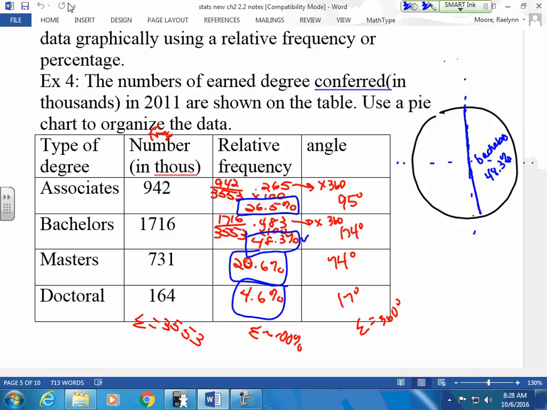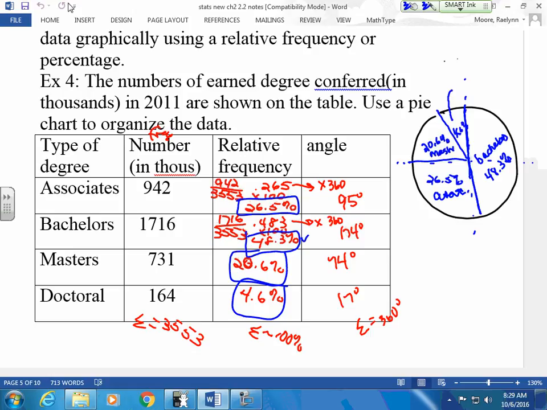Now, if I added these two up, and just roughly rounded it, 27 and 48 give me what? 75. So, isn't that 26 almost right up to here? Yeah, this is my associates. And I have 2 left. Which one's bigger? 20 or the 4? 20. I better have one that uses a lot for 20. 20.6%. This is the master's. And then this is my 4.6%.